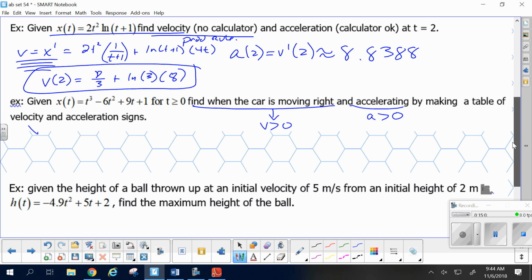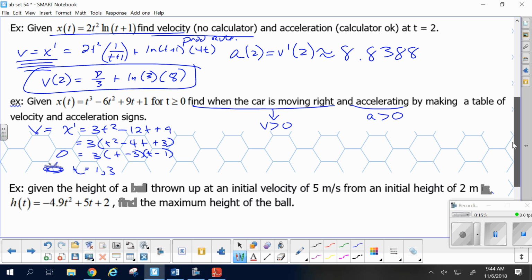Can you give me the velocity, please, which is the first derivative? 3t squared minus 12t plus 9, or 3t squared minus 4t plus 3. How does it factor? Take 3 out, and it's t minus 3, t minus 1, right? Okay, so it's momentarily at rest, or not moving, at times 1 and 3. I'll use that in a minute. Sorry, t equals 1 and 3 are critical numbers for the first derivative.